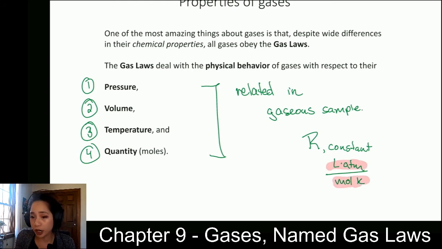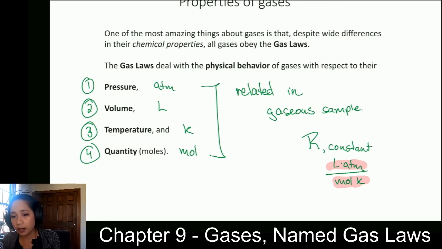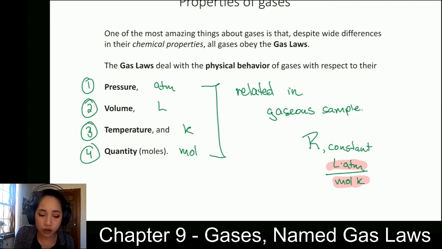So when we measure pressure and put it into our gas law equations, pressure needs to be measured in ATM. So keep this in mind when doing these calculations. Volume also must be measured in liters of a gaseous sample. Temperature needs to be measured in Kelvin, and quantity of our sample needs to be measured in moles. So we can't just put any old unit into our gas law equations. We need to make sure that we use the specific units that relate all of these different properties to our gas law constant.